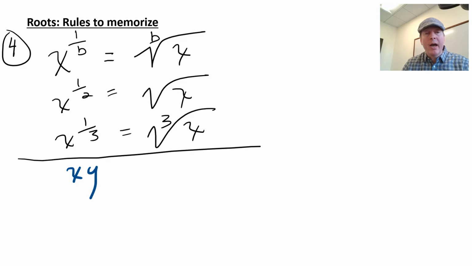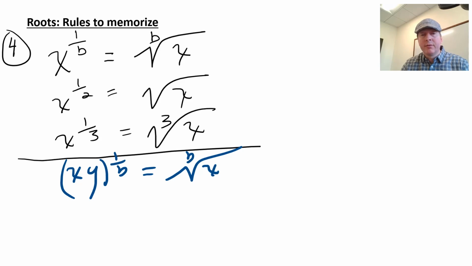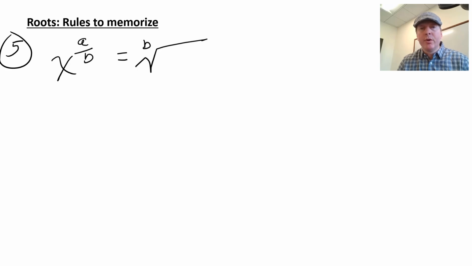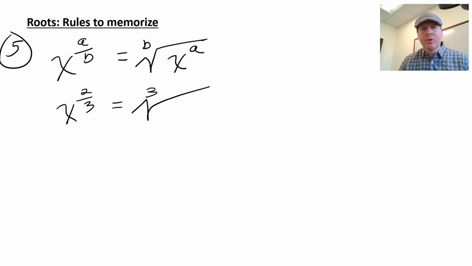Suppose I wrote xy raised to the power of 1 over b. That is the b root of x times y. Next rule, suppose I had x raised to the power of a over b. That is the b root of x to the a. X to the 2/3, that is the cubed root of x squared.